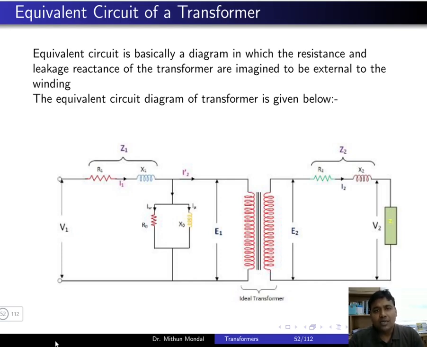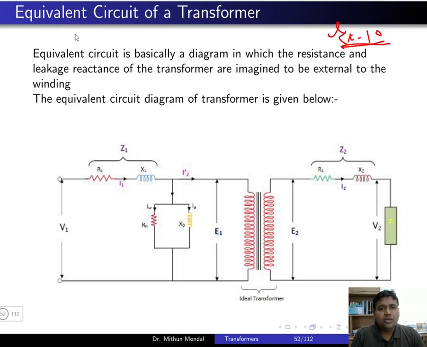is to obtain the equivalent circuit of the transformer. So experiment number 10 that we are doing in the lab, we are obtaining the parameters of the equivalent circuit, and here we'll discuss the theory of that. So let us see that.